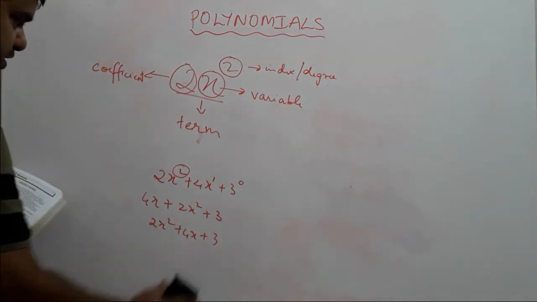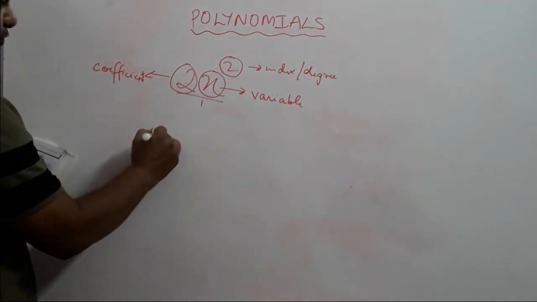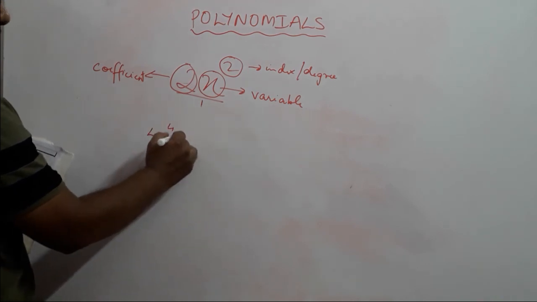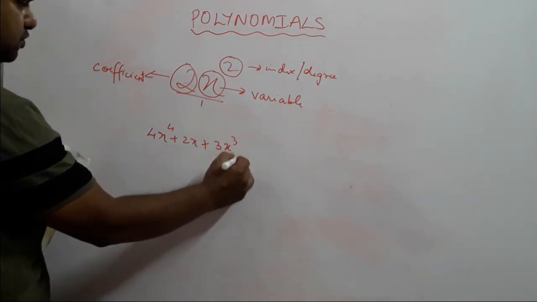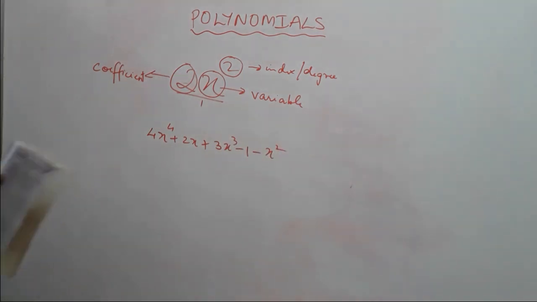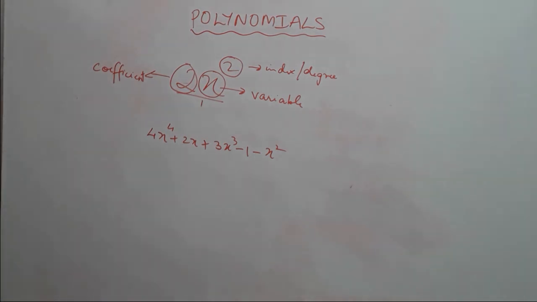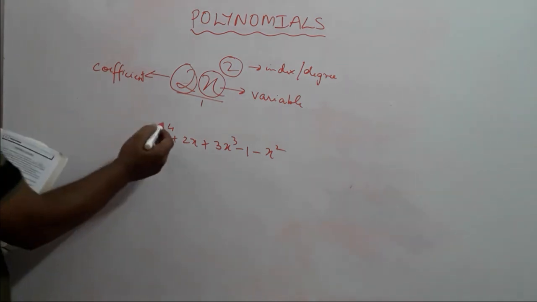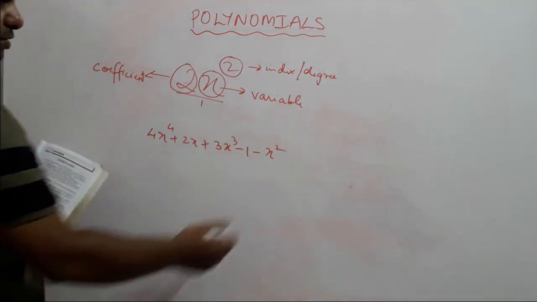Let's take another example and see how it comes: 4x raised to 4 plus 2x plus 3x cube minus 1 minus x square. Now, is this in the standard form of a polynomial? It is not. Why? Because the degrees are not in a particular order. They are neither increasing nor decreasing. It is 4 here, then this is 1, this is 3, this is 0, and this is 2. So there is no order.